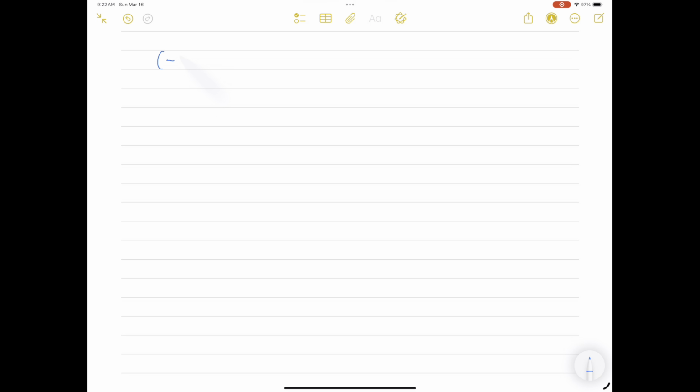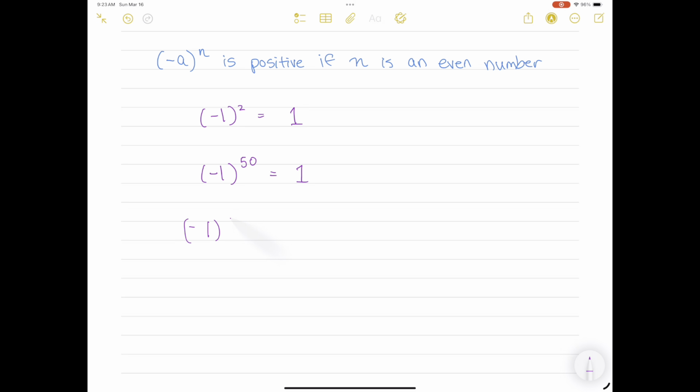So negative a within parentheses to the nth power is positive if n, or the exponent, is an even number. So negative 1 within parentheses to the second power equals positive 1. Negative 1 within parentheses to the 50th power equals 1. Negative 1 within parentheses to the 100th power also equals 1.